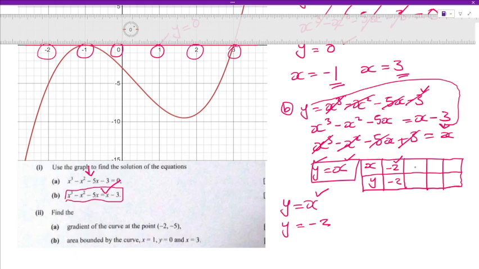Okay, let us test for 0. What if x is 0? Remember, I'm using coordinates that are lying on the x-axis up here.